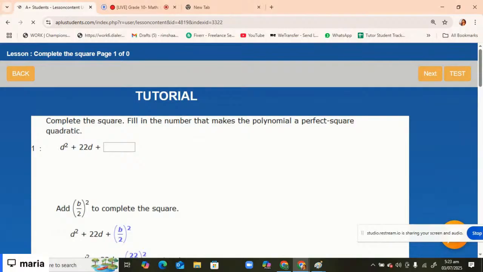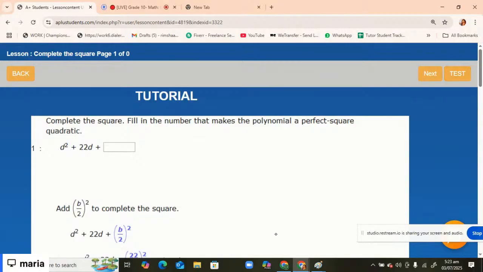So, complete the square. How to do it? Fill in the numbers that make the polynomial a perfect square quadratic. d square plus 22d, the last digit is missing. So how can we add it? We add b by 2. This is a complete square.